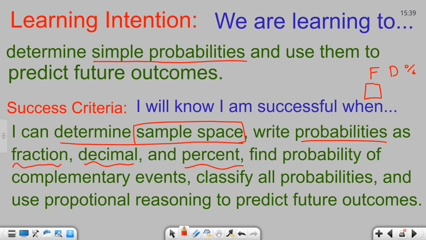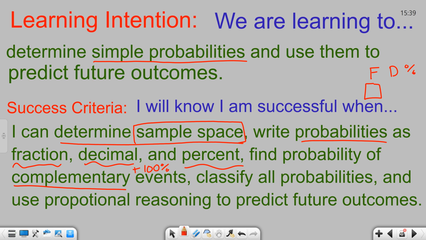All right, find the probability of complementary events. We use the word complementary in geometry to talk about angles that add up to 90 degrees, but this is different. Complementary events add up to 100% or add up to one whole.